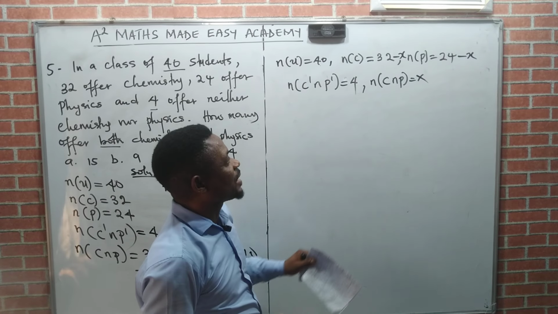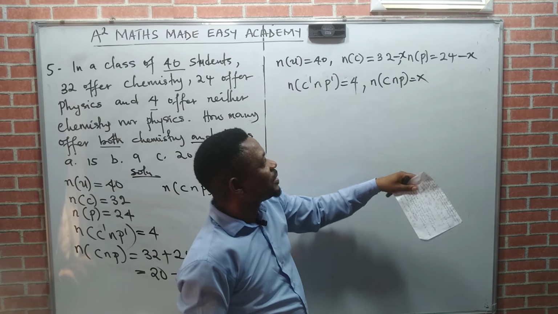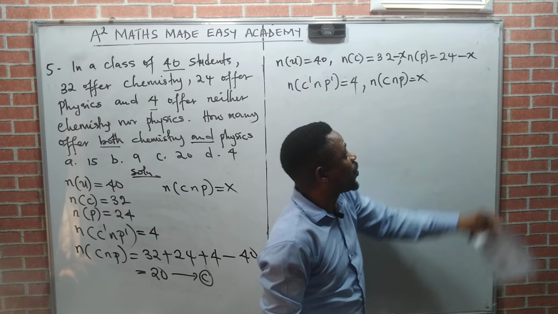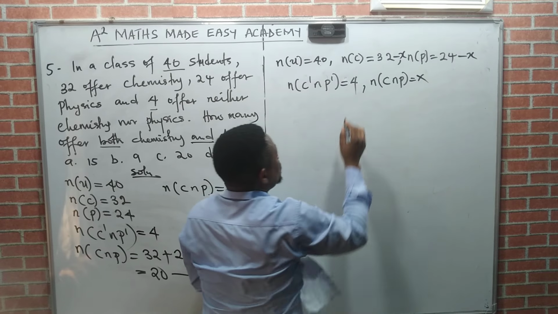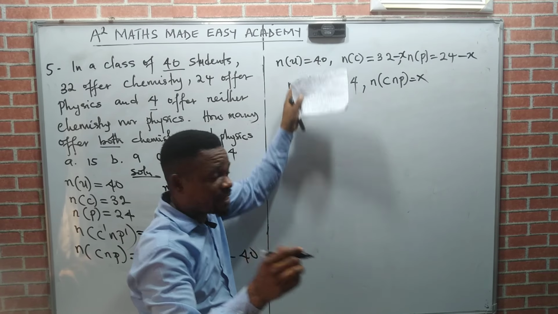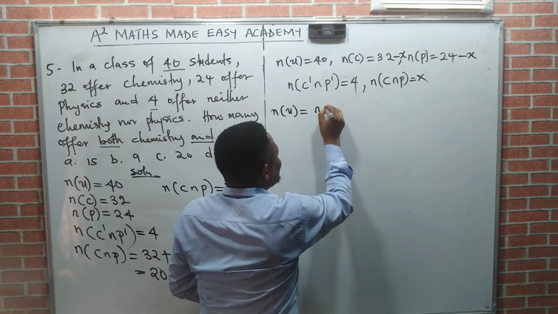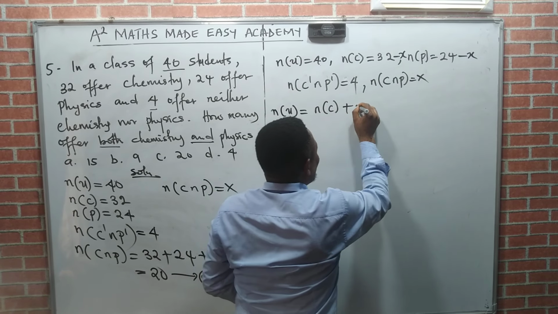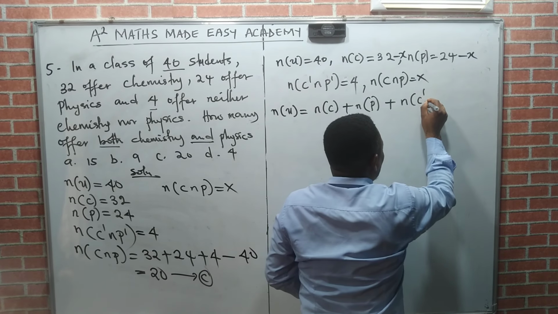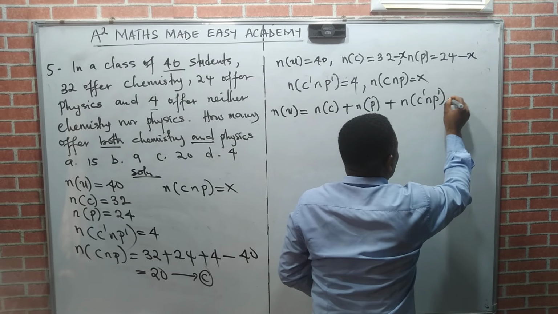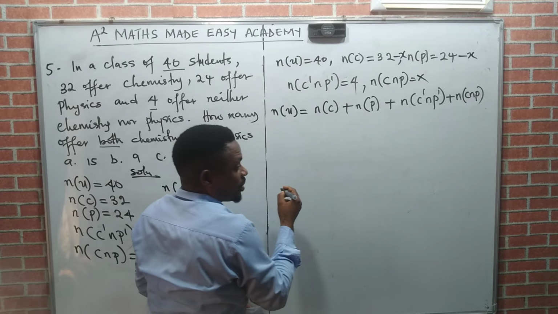So if they ask you in the exam how many offer chemistry only, it is 32 minus x. Then how many offer physics only? It is 24 minus x. Now what do we do? If you add the whole of this, it will produce the universal set. The cardinality of the universal set is those that offer chemistry only, plus those that offer physics only, plus those that did not offer chemistry and did not offer physics, plus those that offer chemistry and physics.